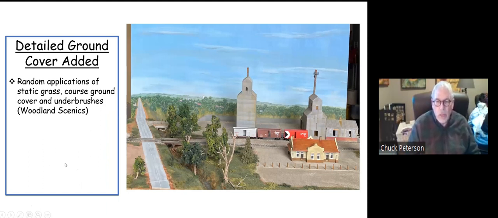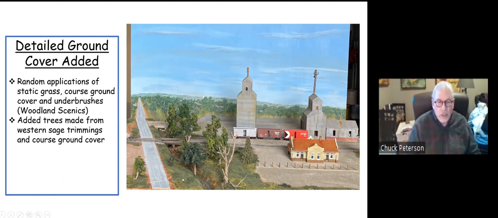Okay, then we added some additional ground covers here. You might recall that I had just one standard fine grass Woodland Scenics ground cover on there, but then we began adding other applications of static grass, some coarse ground cover, and some underbrushes in here, and you can see that there's a variety of colors and textures on the ground. Then the trees were actually made from Western sagebrush trimmings, to which I applied some coarse ground cover to create the leaf effect.